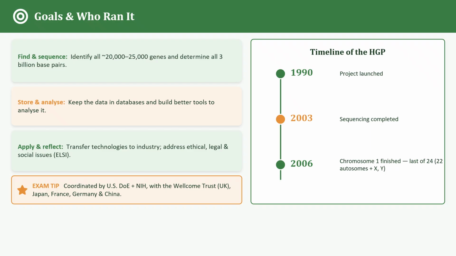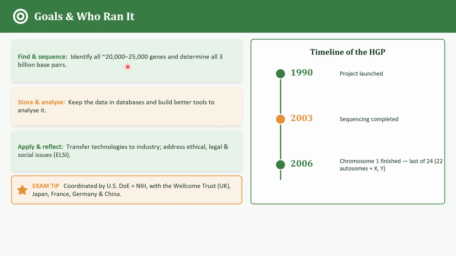The first one, identify all human genes. It was one of the important goals, to identify approximately 20,000 to 25,000 genes present in human DNA. The actual estimate obtained later was around 30,000, which was much lower than the earlier estimate. How much was the earlier estimate? It was 80,000 to 1,40,000 genes.